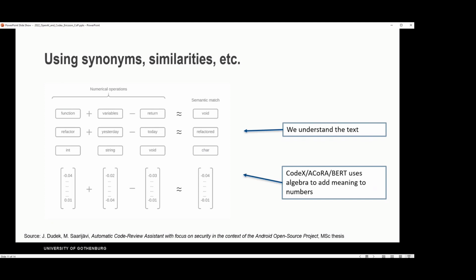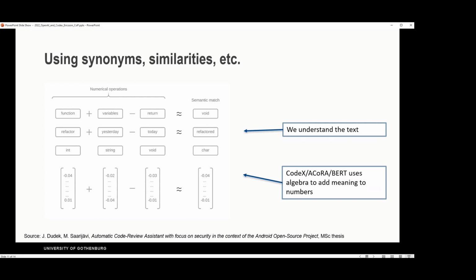But before I demo that, I would like to say that now that we know how to work with vectors, and we could use synonyms, similarities, and this vector arithmetic, even though Codex and OpenAI don't understand natural language, they understand only vectors. Because the vectors are positioned in a specific way, we could actually infer certain things.